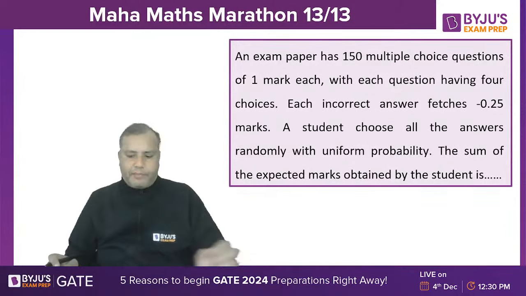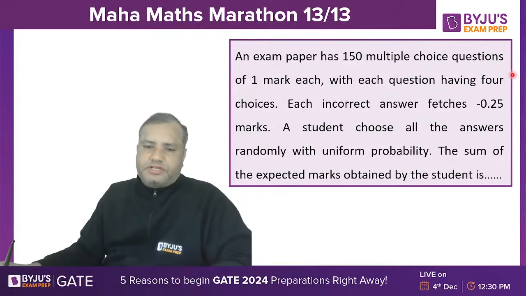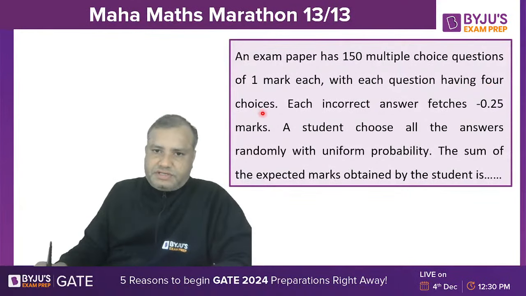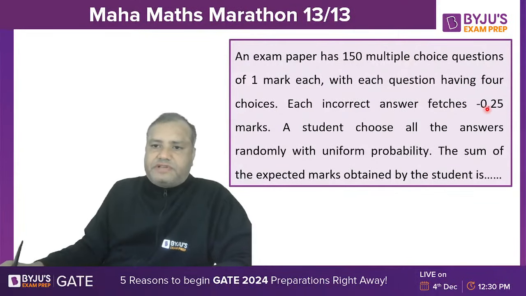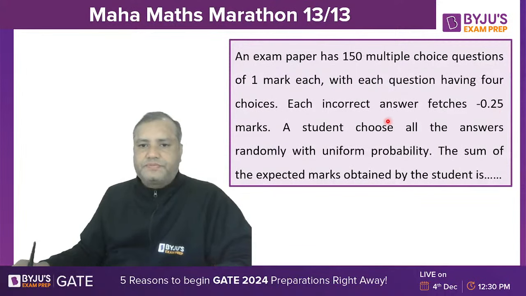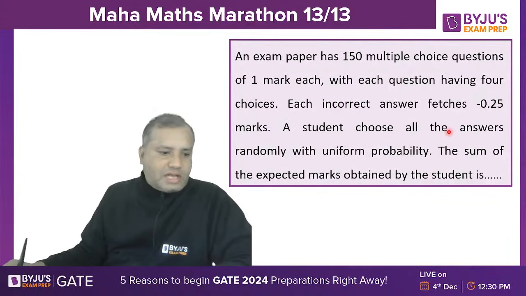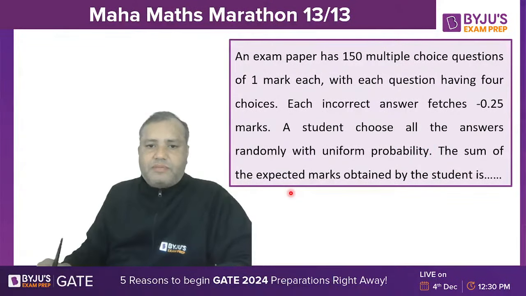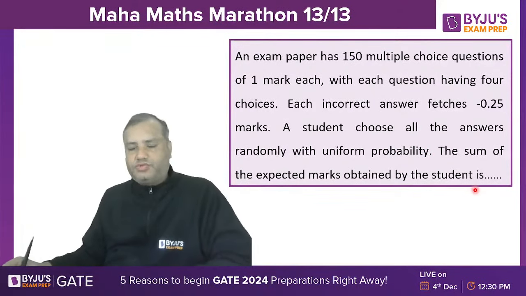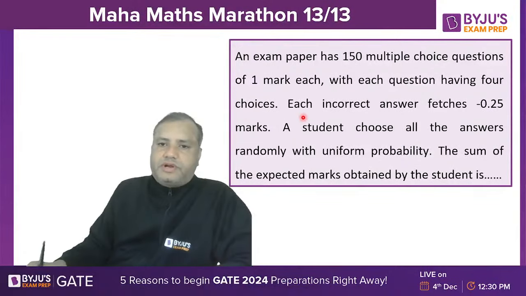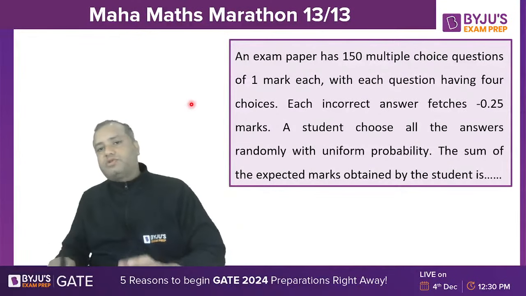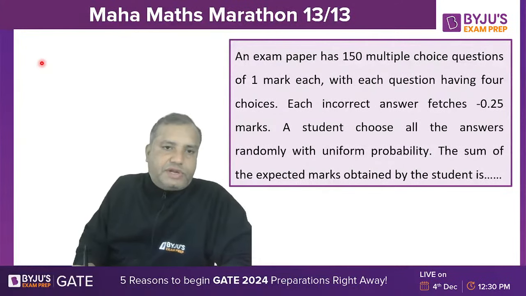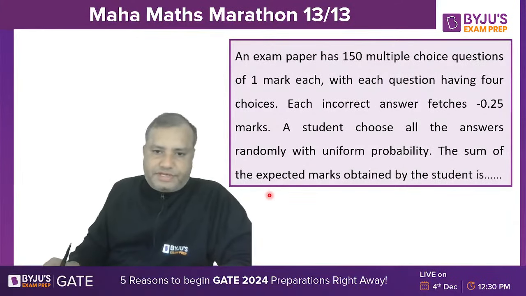See this question. An exam paper has got 150 multiple choice questions of 1 mark each, with each question having 4 choices. Each incorrect answer fetches minus 0.25 marks. A student chooses all the answers randomly, with uniform probability. Find the expected marks obtained by the student. Very nice question. Let x denote the marks obtained by attempting one question. So x denotes the marks scored on one question.